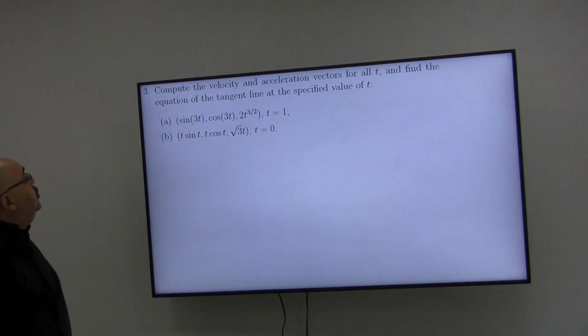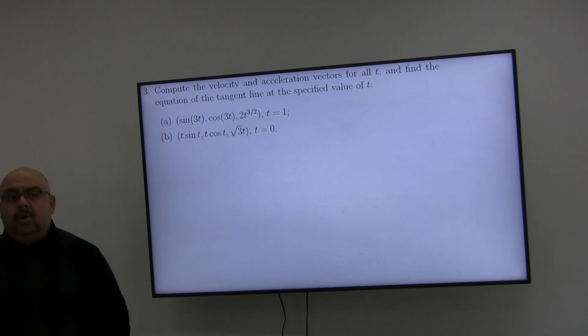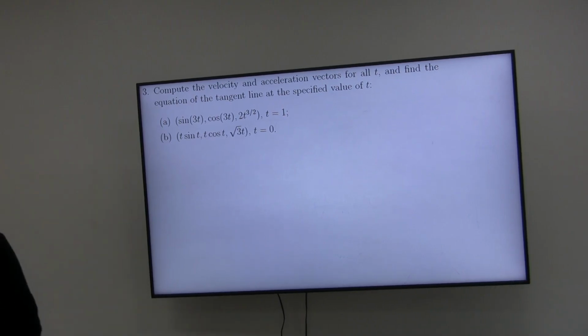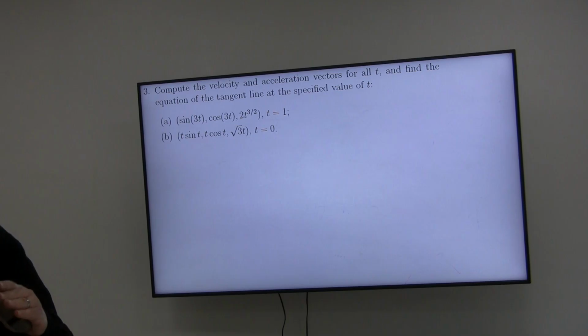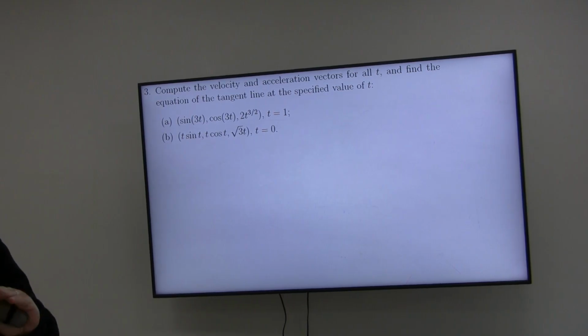Okay, let's look at this one too. He is asking you to compute the velocity and acceleration vectors for all t and define the equation of the tangent line. Okay, let's find the equation of the tangent line. I've already spoken about the tangent line previously.